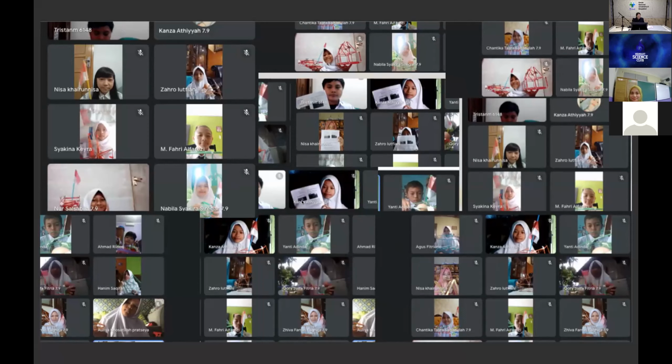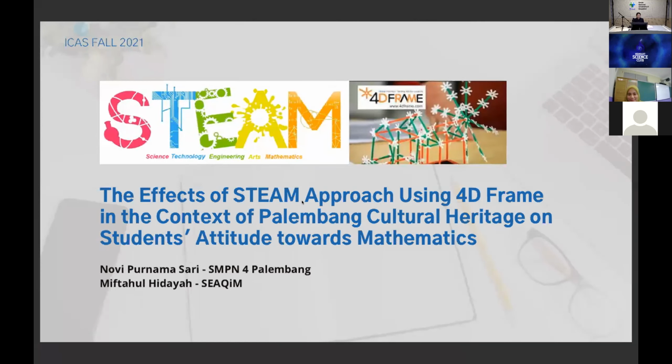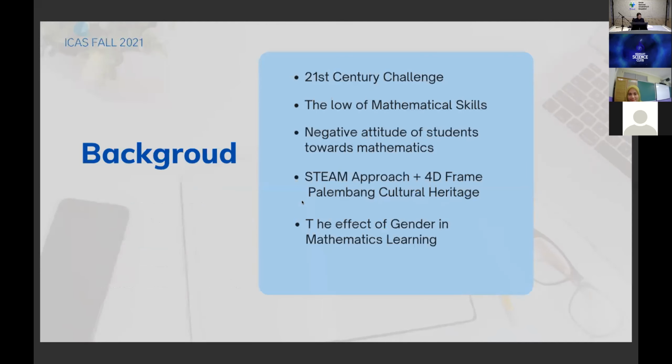Yes. So, hello everyone, and also a hello from my students. Here I'm with Miss Mifta. I'm Novi Purnamasari, and I'm working together with Miss Mifta on this research titled The Effects of STEAM Approach Using 4D Frame in the Context of Palembang Cultural Heritage on Students' Attitude Towards Mathematics. I begin this presentation by sharing the background of my research.